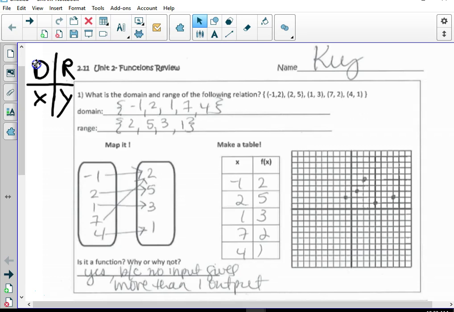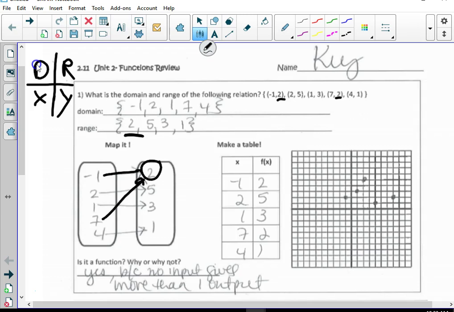Notice how you had 2 in 2 places for the Y. You don't have to write it twice. You only have to write it once. Same thing with the mapping. Notice how you only write it once, but we drew 1 arrow from here and 1 other arrow from there. So you only have to write it once, but it is there. Now, when you're making a table, it has to be written twice. You got to have all those points.